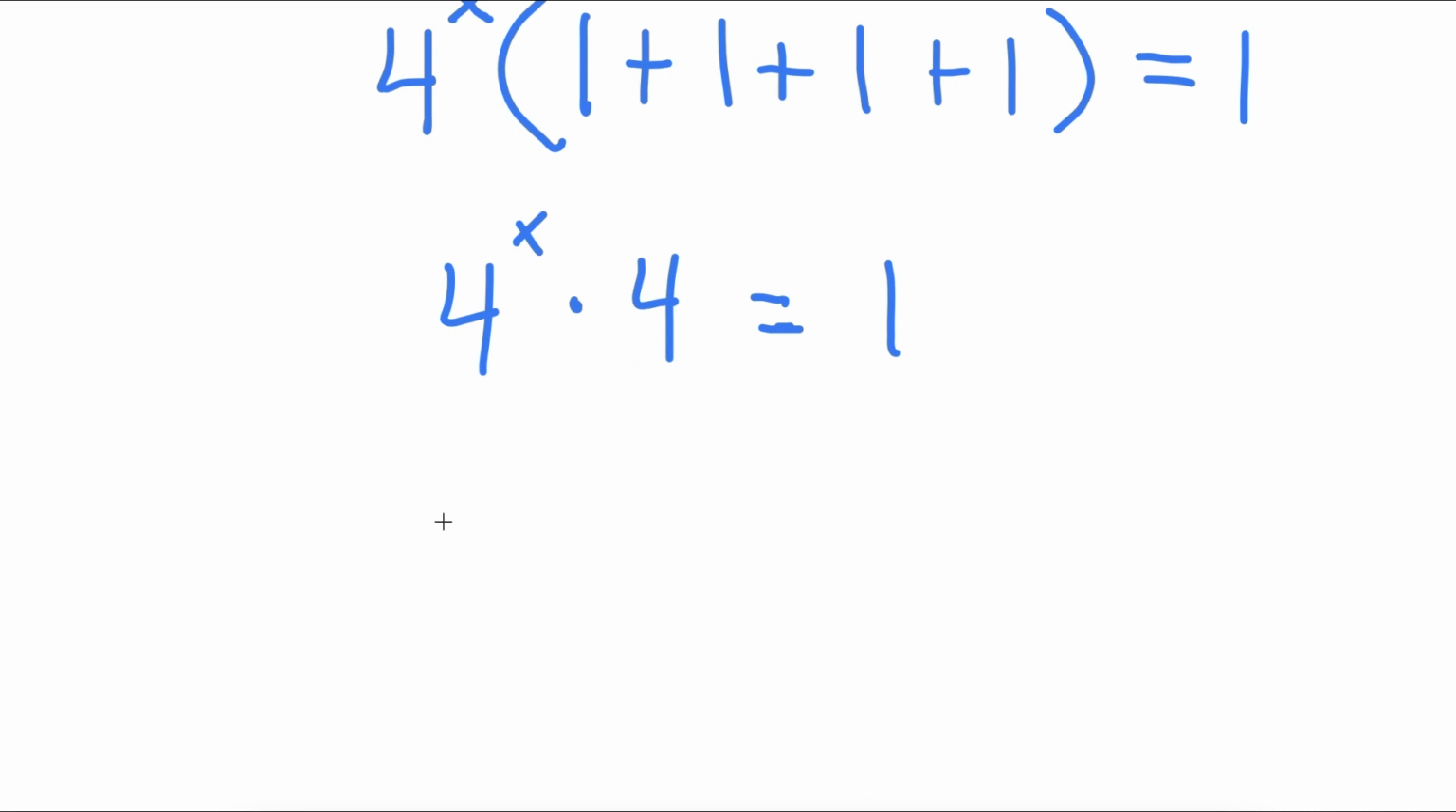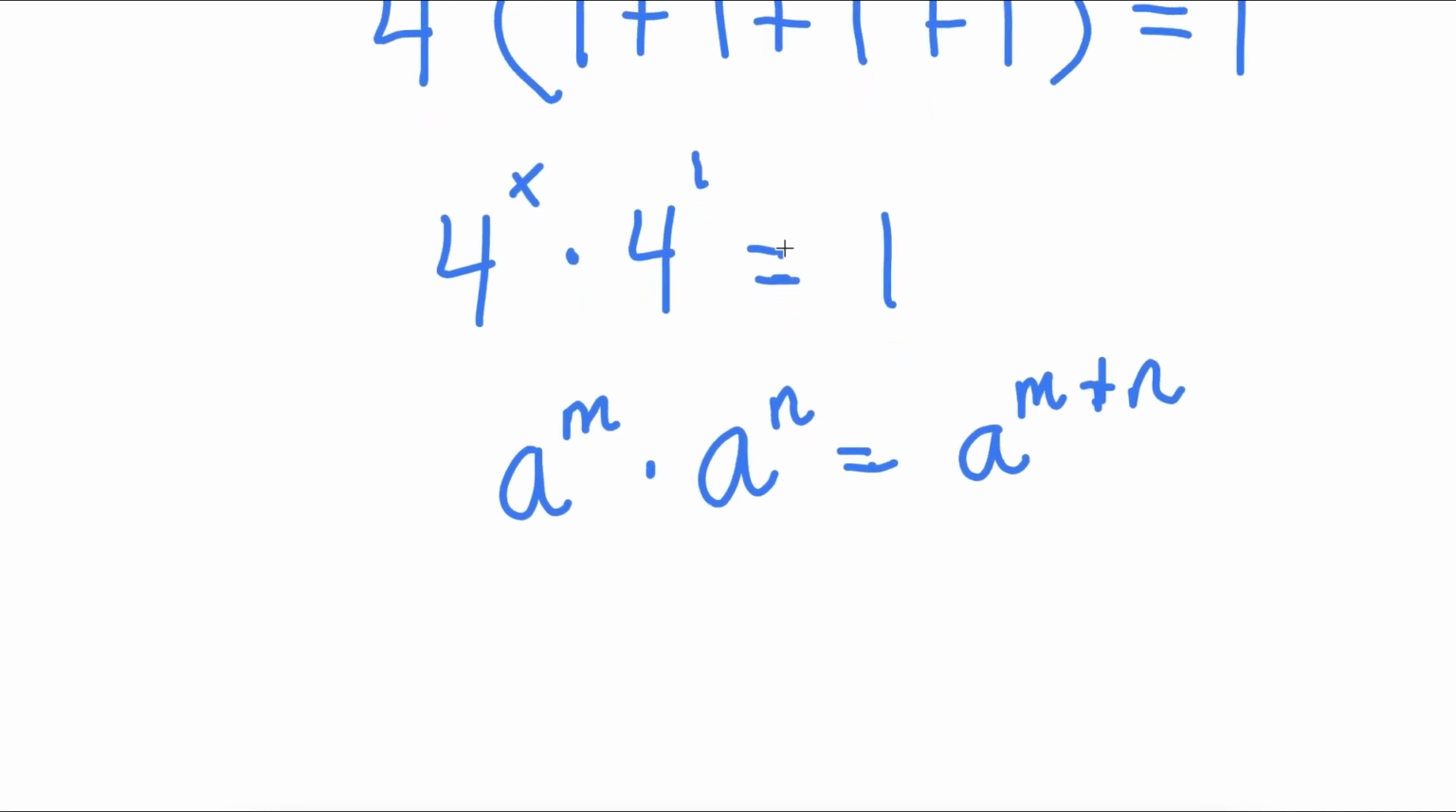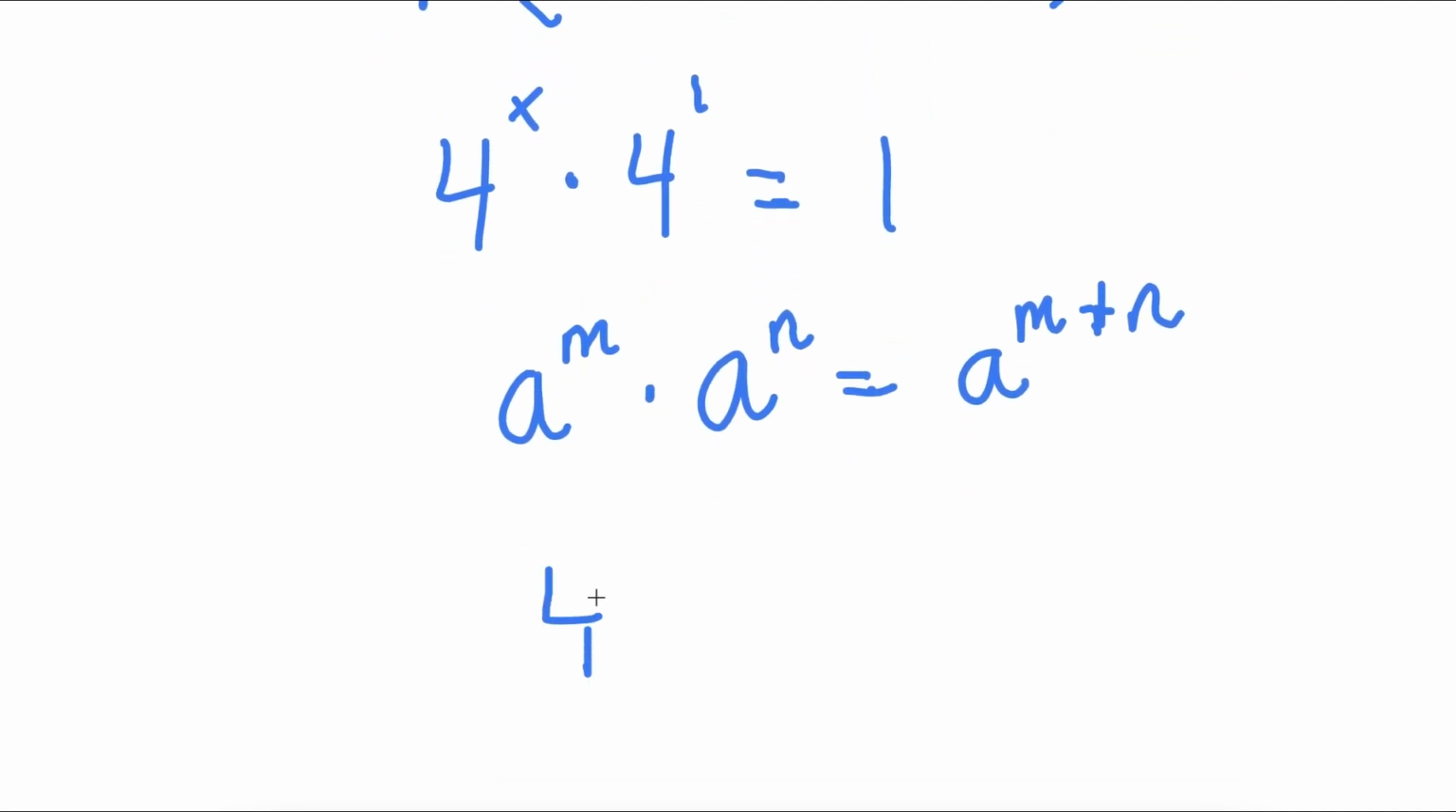So now what I'm going to do is I'm going to multiply these two. So 4 here, this is the same thing as 4 to the power of 1. If I have something in the form a to the power of m times a to the power of n, this is equal to a to the power of m plus n. So in this case, 4 to the power of x times 4 to the power of 1, that's going to equal 4 to the power of x plus 1. And this is equal to 1.